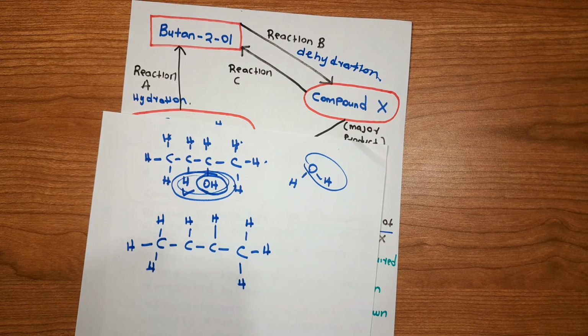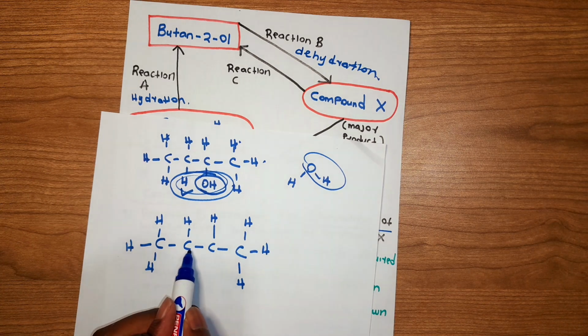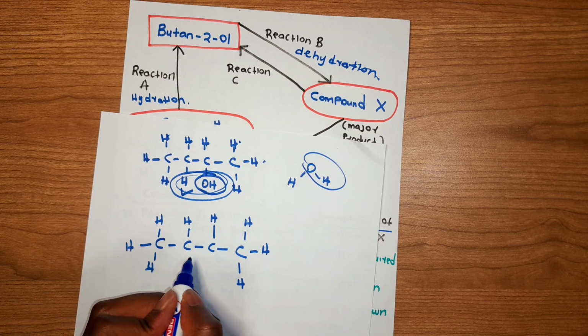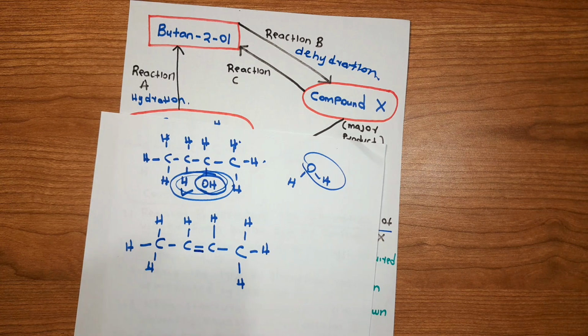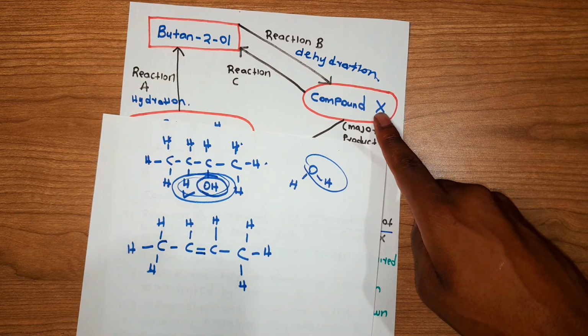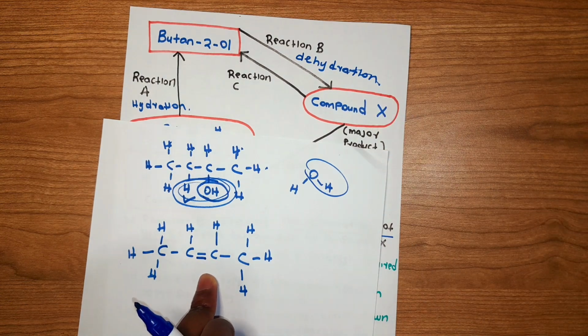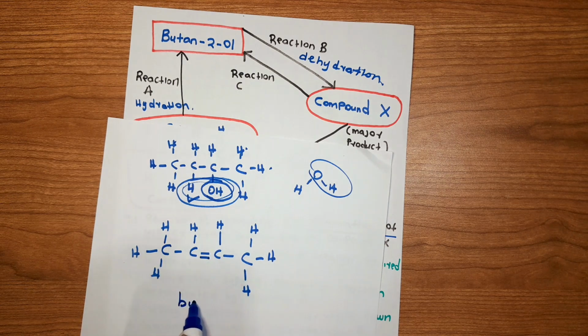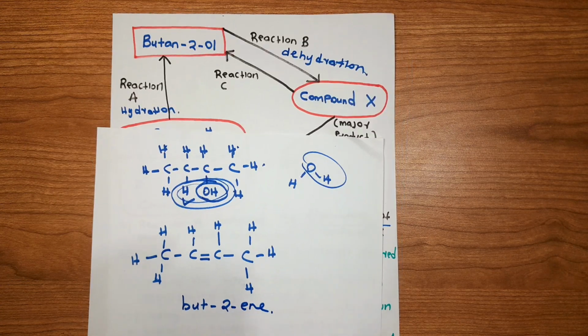So you notice that each and every single carbon must have a maximum of 4 bonds, right? And these carbons are having 1, 2, 3 bonds. You realize that you need to add 1 bond to ensure that it has 4 bonds. So it means that compound X is actually an alkene, right? And the name of this alkene is butene.